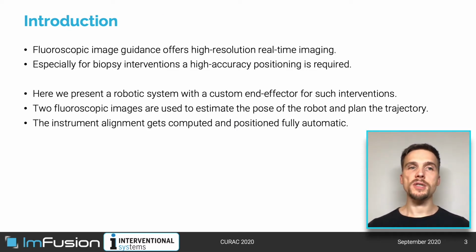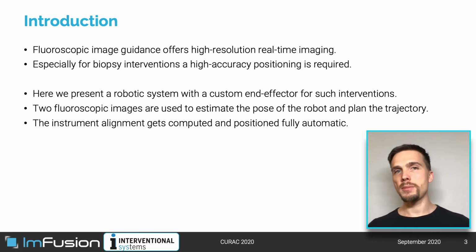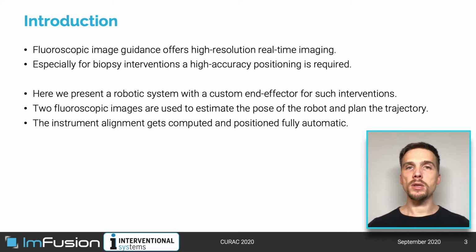Fluoroscopic image guidance offers high resolution and real-time imaging, which is especially useful for high accuracy positioning tasks. For instance, biopsy interventions. In this work, we will present a robotic system where we use a custom end effector in order to establish a full transformation chain between robotic coordinate system and fluoroscopic coordinate system. And we do that by only using two fluoro shots. On the same two fluoro shots, we also plan the trajectory, and the alignment of the robot with respect to this trajectory is fully automatic based on the transformation chain.